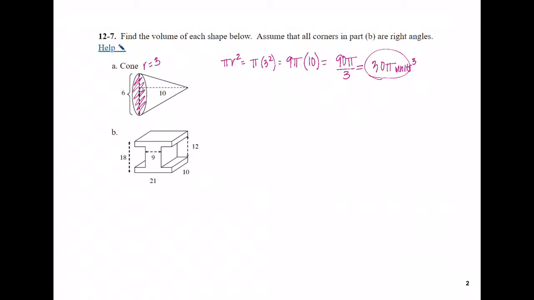Looking at question B, if we want to find the volume of this shape, we could do it several different ways. We know that this distance is 12, so we could find the volume of this internal piece by doing 9 times 10 times 12, which gives us 90 times 12, which is 1,080.